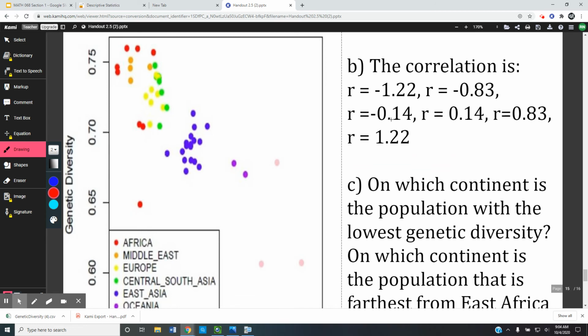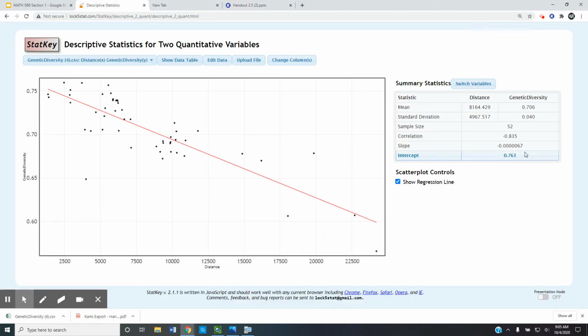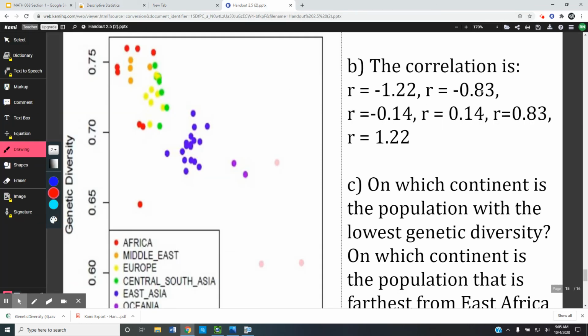The correlation is, and here are the choices. Well, go back to where you just ran it from, and it's 0.835 negative, and it's 0.83 right there. And remember, it's negative 0.83, not positive 0.83. And we could kind of pick that out from here. For instance, how could I pick it out if I didn't have StatKey?